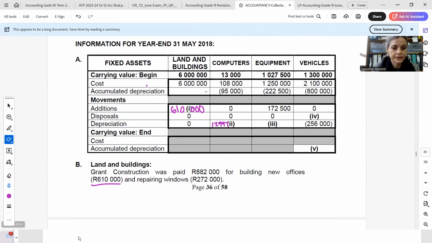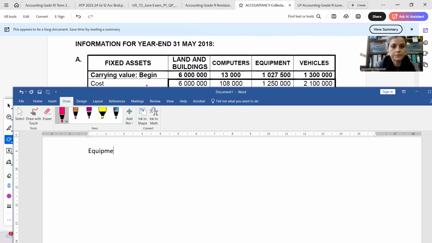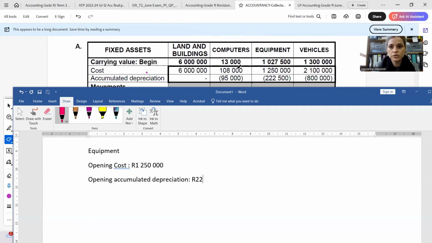Equipment. So here we go. Equipment, and just equipment. We had an opening cost of 1,250,000. We had opening accumulated depreciation of 222,500. Okay, and then we had a carrying value of 1,027,500. So that is what we currently have.